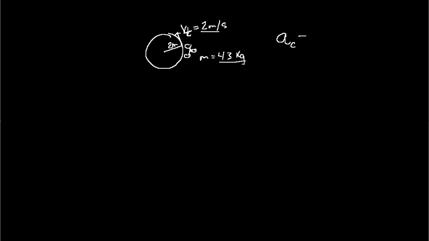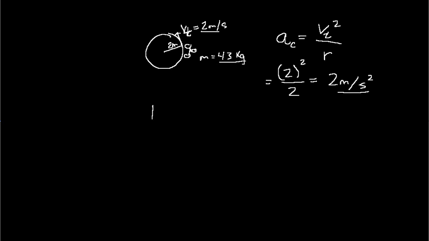A sub c is the tangential velocity squared divided by the radius. So you take the tangential velocity, which is 2, square that, and divide by the radius, which is 2. If we do that, we find that the centripetal acceleration is 2 meters per second squared, because that's the SI units for acceleration.